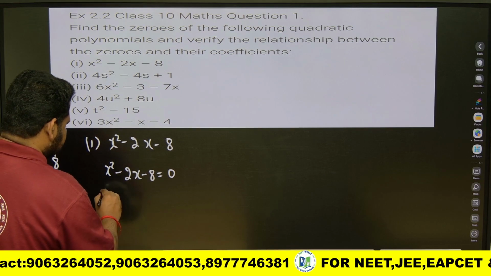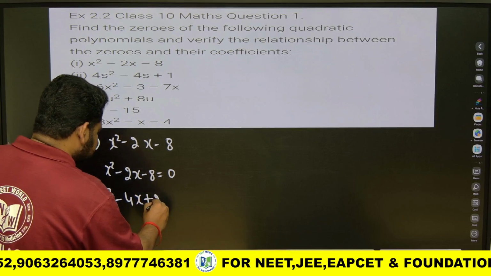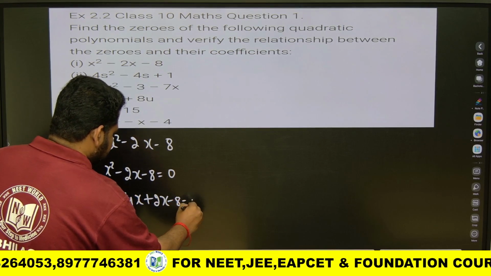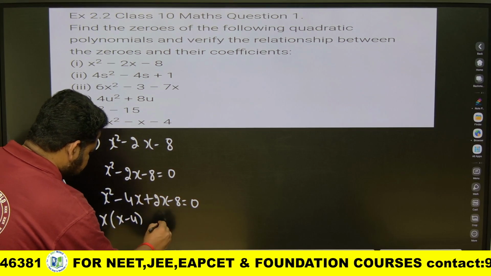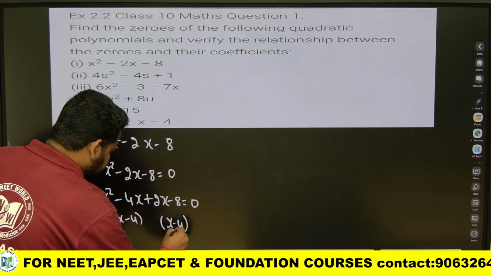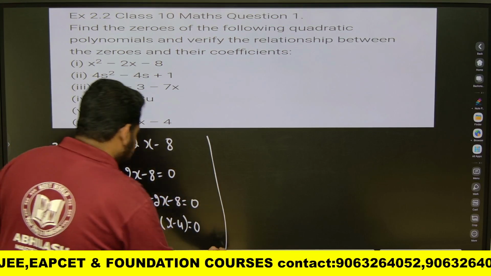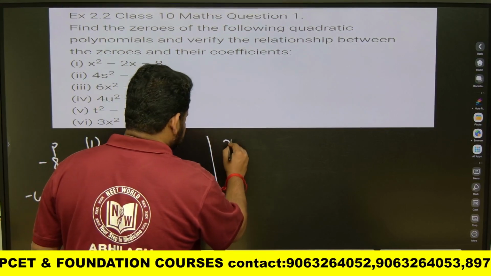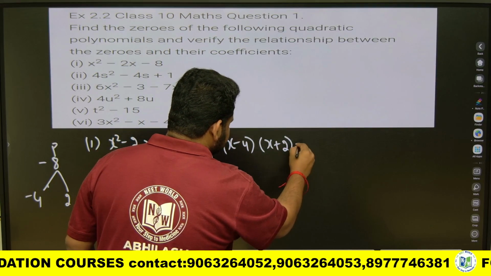This can be written as what? x square minus 4x plus 2x minus 8 is equal to 0. Now if I take common x into x minus 4, all should be within the bracket x minus 4, but what should come here? It should be 2 is equal to 0. So if I continue with this, I will get x minus 4 into x plus 2 equal to 0.